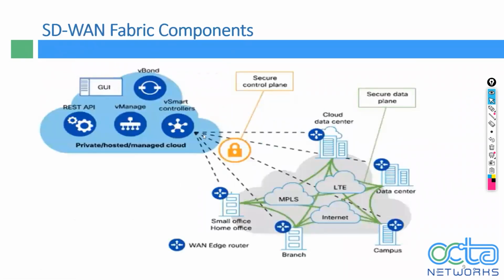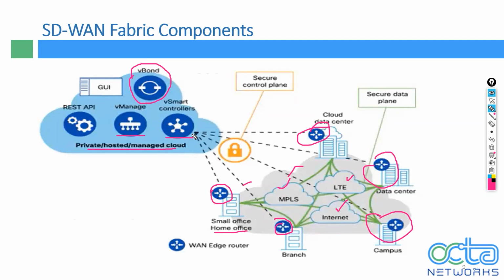Now, this is something in the SD-WAN fabric. You can see over here, on the left hand side, we have vBond, vManage, vSmart controller. We have private hosted or managed cloud. We have some REST APIs. Now we have different locations, and on each location we have WAN edges. This is our small office or home office, this is our cloud data center, this is our data center, this is campus, this is branch. They can have connectivity either over MPLS, over LTE, or over internet. Now all the traffic will be what I said.